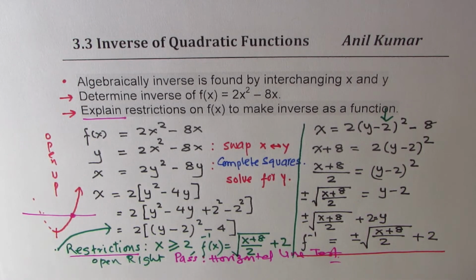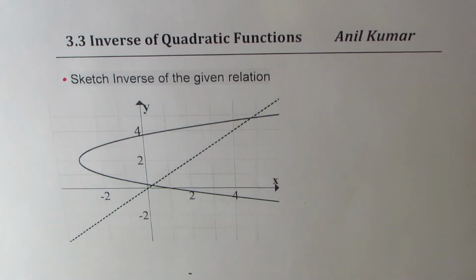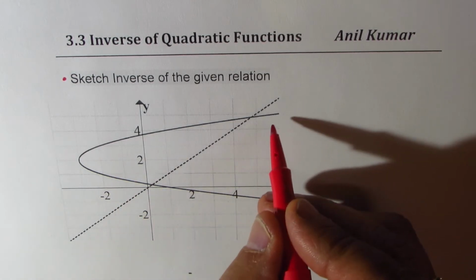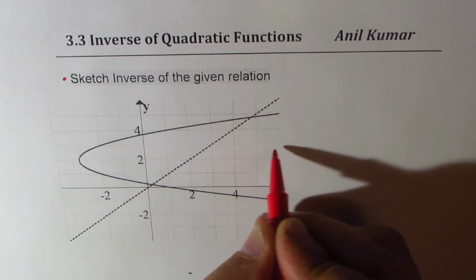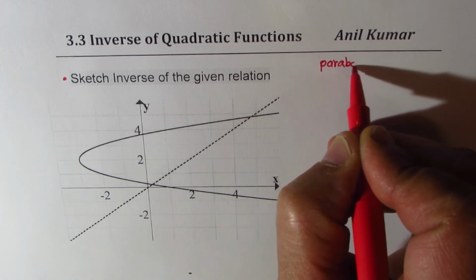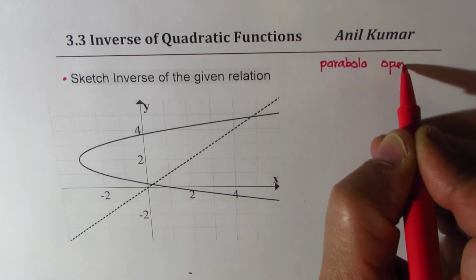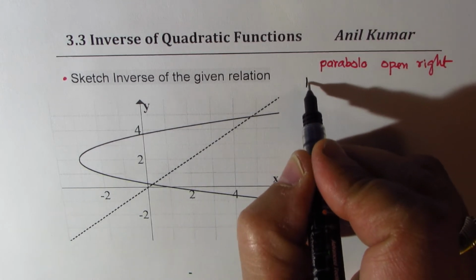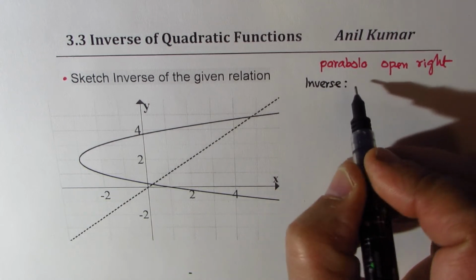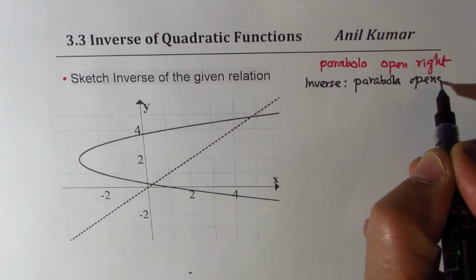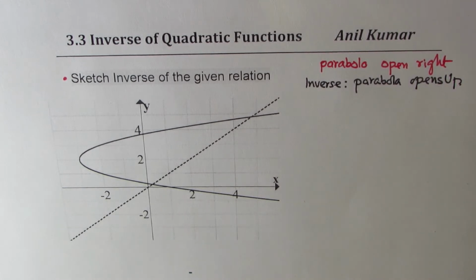Now let's move on and take the next question, which is to sketch the inverse from the given function. Now let us see how to sketch the inverse of the given relation. So we are given a parabola which is opening right. So this is the right side, right? So we are given a parabola, let's write down, which opens right. So for the inverse, what do you expect? Inverse will be a parabola which opens up, right? So that is one thing very important.